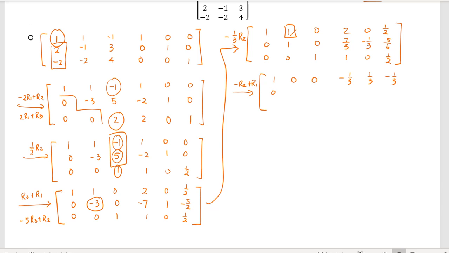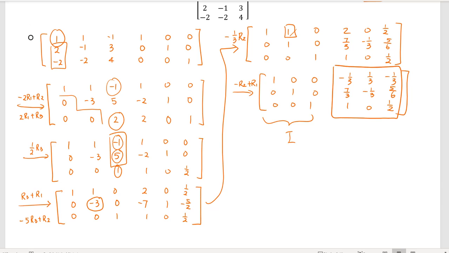Alright, and next the second row stays the same. Third row stays the same. Now, can you see this is the identity matrix? Then this guy is the inverse. So A inverse is -1/3, 1/3, -1/3, 7/3, -1/3, 5/6, 1, 0, 1/2. Okay? So this is the inverse. And this is how we get the inverse.